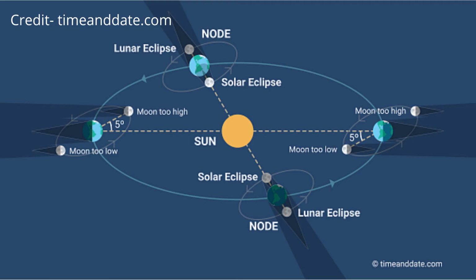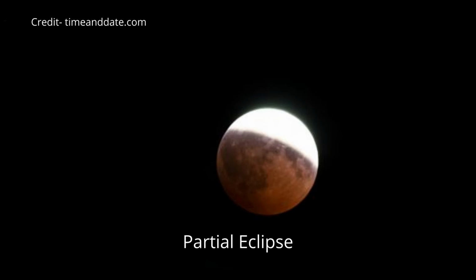A lunar eclipse only occurs on full moon nights, but like the solar eclipse, every full moon does not have a lunar eclipse. And the reason is same as a solar eclipse. There are two types of lunar eclipses. They are partial and total eclipse.